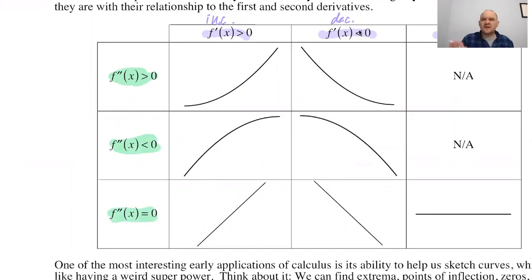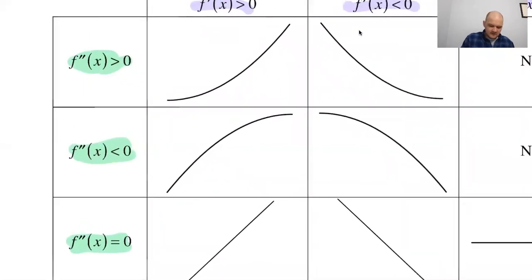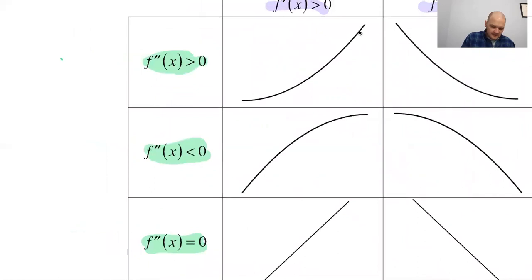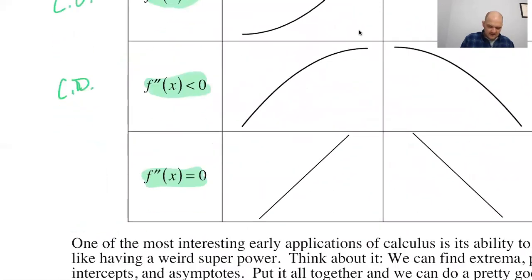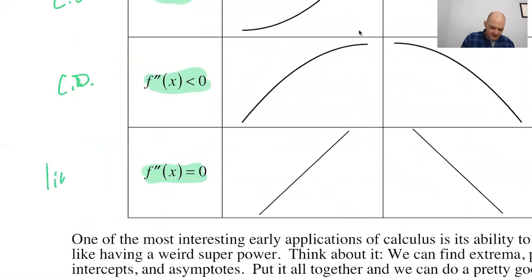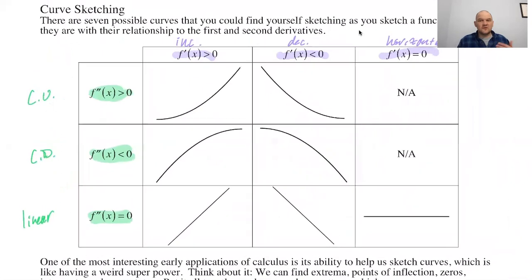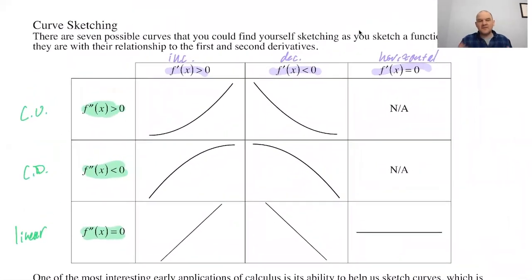If there's no concavity, there's no bend. It's not bending up, it's not bending down, it's not bending at all. It must be linear. So the only way to get the second derivative equal to 0 is to have a linear function. So here, we'll say this is concave up, this is concave down, and then this has to be linear. This doesn't show up on your sign charts all that often because you usually recognize it ahead of time, but these are your options.